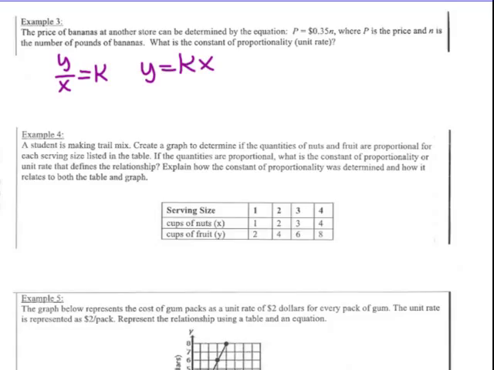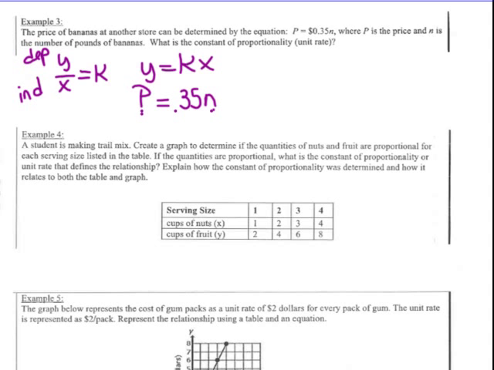So what is the constant of proportionality? Well, my Y is my price. That's my P. And my X is the number of pounds, N, my independent variable. Price is the dependent variable, because the price depends on the pounds. So my Y is always my dependent variable, and my X is always my independent variable. The more pounds I buy, the more the price. The price depends on the pounds. So this is in the Y equals KX form.